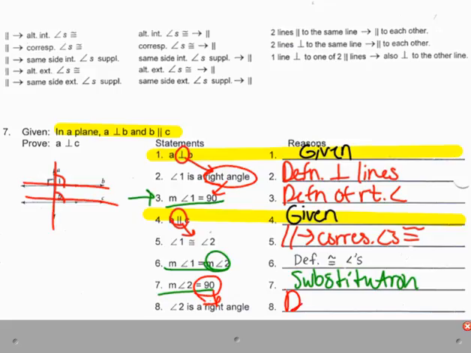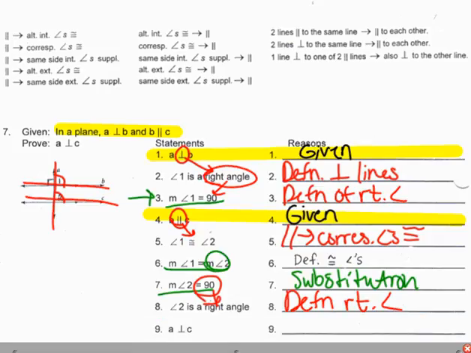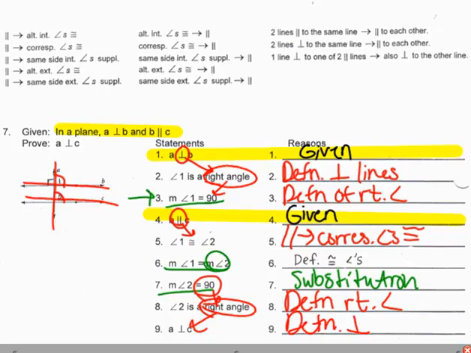And then, now I can say definition, because I have 90 to right angle. See the word, definition of right angle. Oh, got one more. Okay, now I have right angle to perpendicular. This is definition of perpendicular lines.